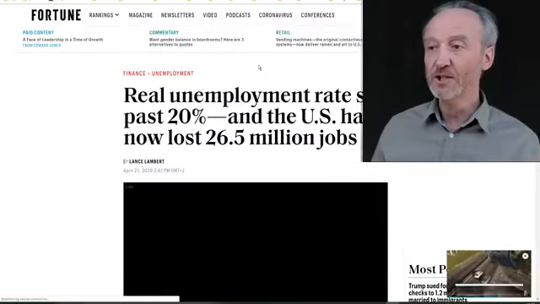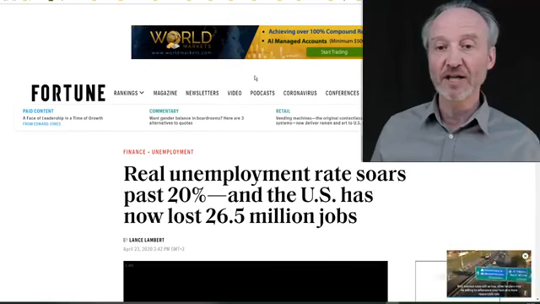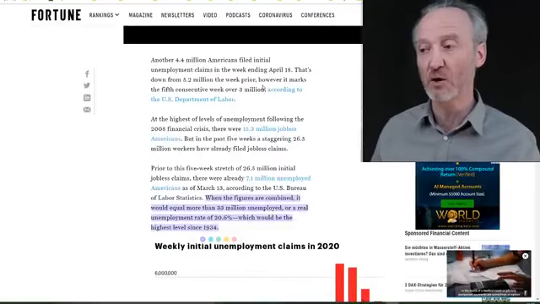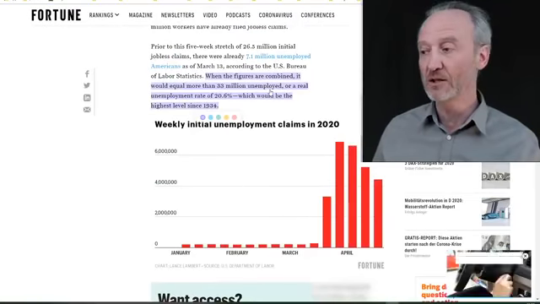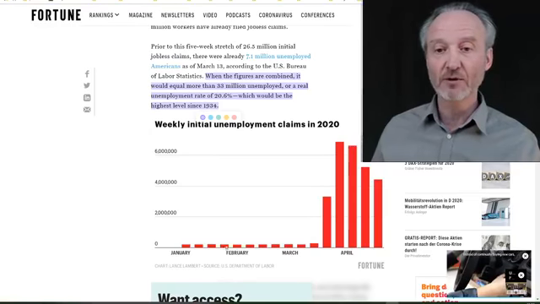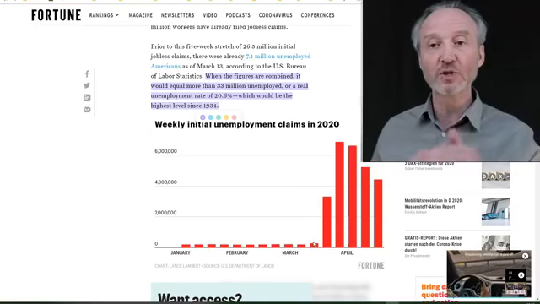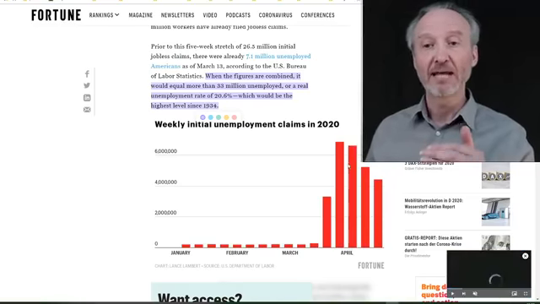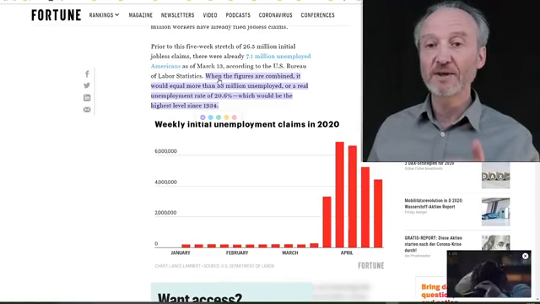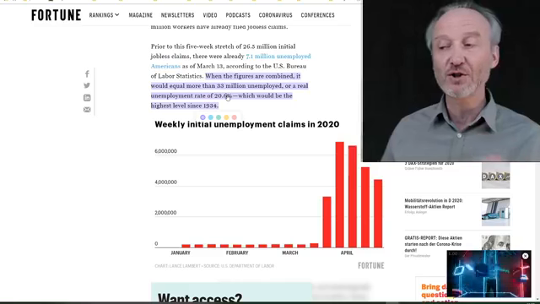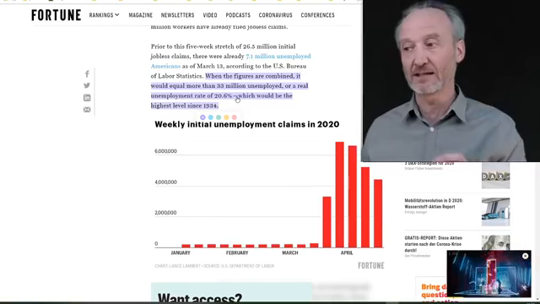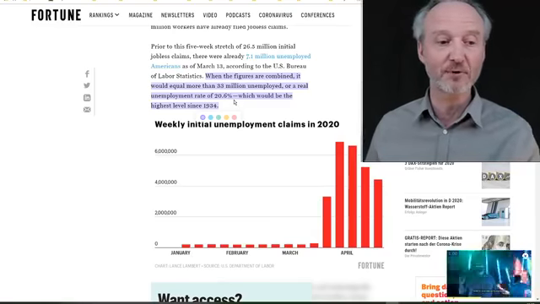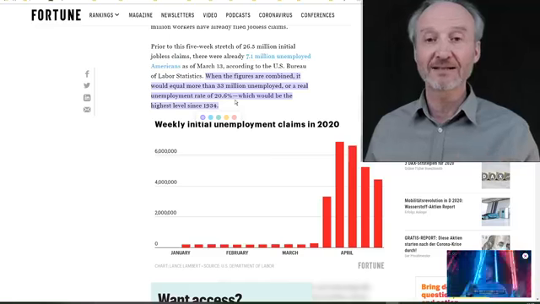This is here from Fortune: the real unemployment rate soars past 20%. And the US has now lost 26.5 million jobs just in the last days. Now look at this chart here. January till March, it was low. That was the normal numbers. And then Corona hit the US soil, and that's what happened. When the figures are combined, it would equal more than 33 million unemployed today already, or a real unemployment rate of 20.6%, which is the highest level since 1934.